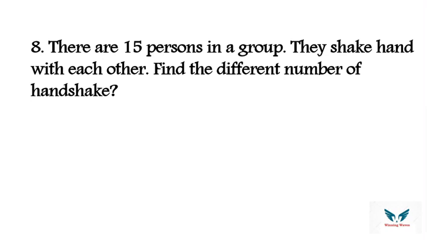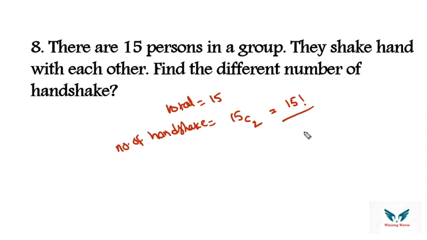There are 15 persons in a group. So the total number of persons is 15. They shake hands with each other. Then find the number of different handshakes. So there will be 2 hands, so in how many ways? 15C2 ways. So 15C2 means 15 factorial by 15 minus 2 factorial into 2 factorial.